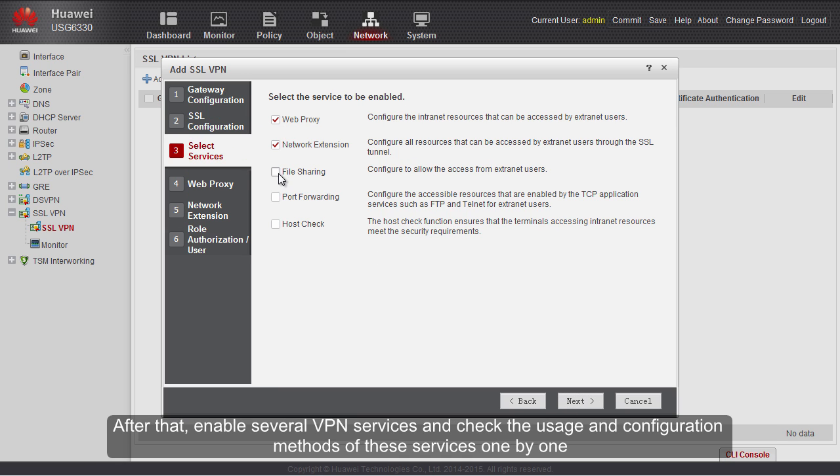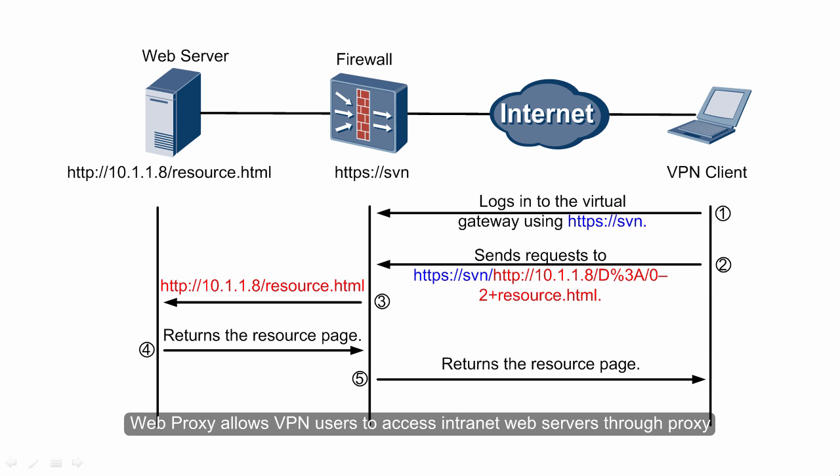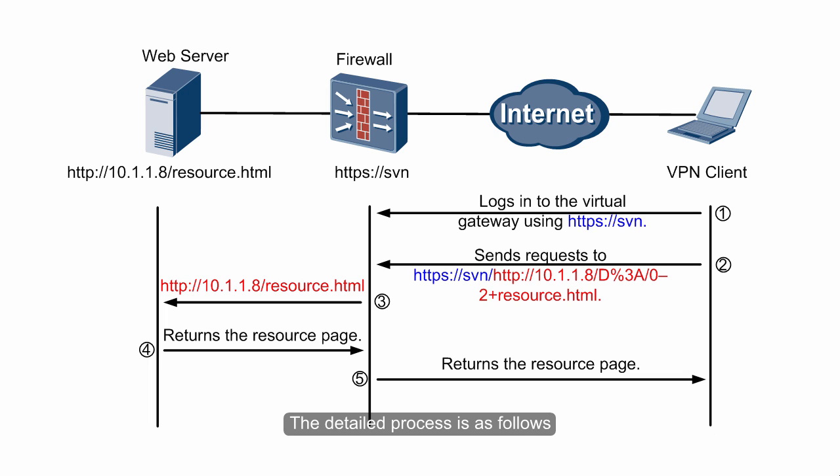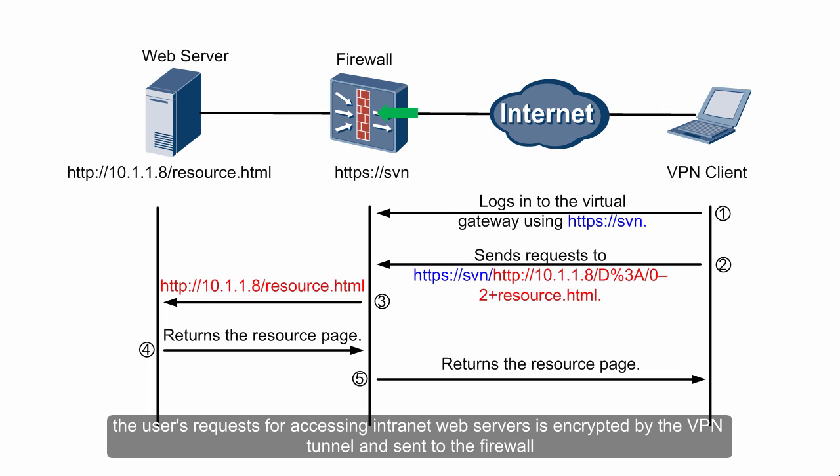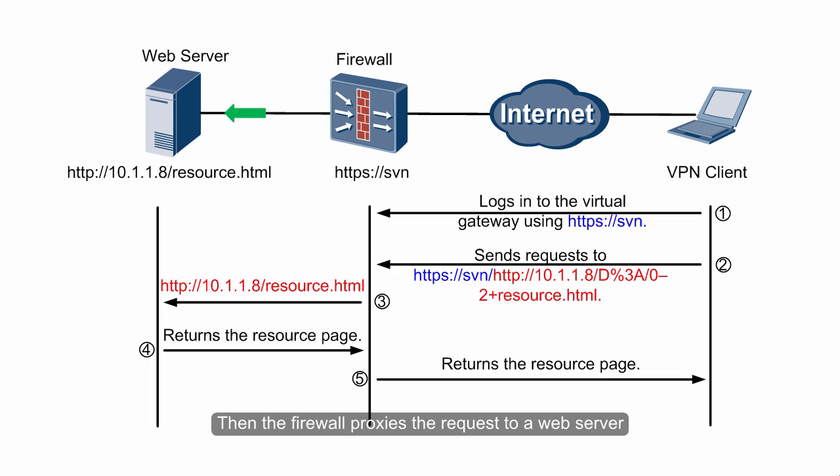After that, enable several VPN services and check the usage and configuration methods of these services. Web proxy allows VPN users to access intranet web servers through proxy. The detailed process is as follows. After an SSL VPN connection is set up between a user and the firewall, the user's request for accessing intranet web servers is encrypted by the VPN tunnel and sent to the firewall. Then the firewall proxies the request to a web server. The server response will also be forwarded by the firewall to the user.